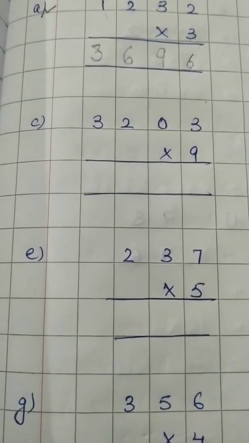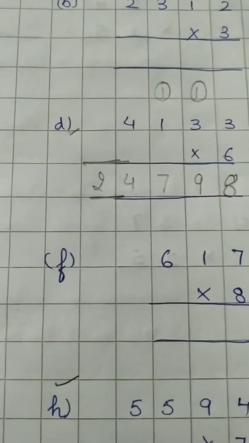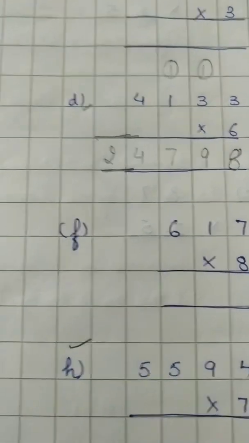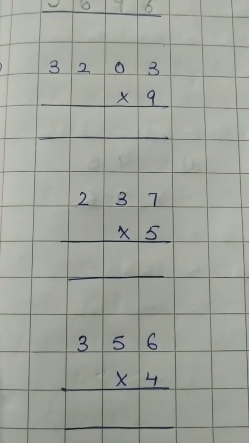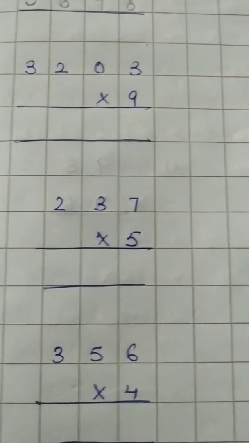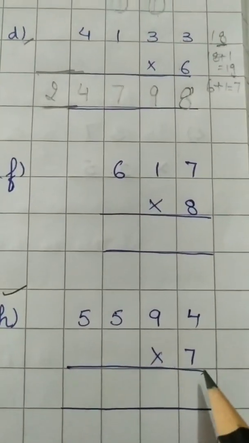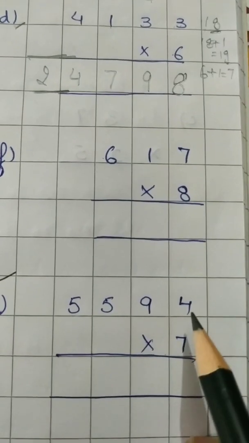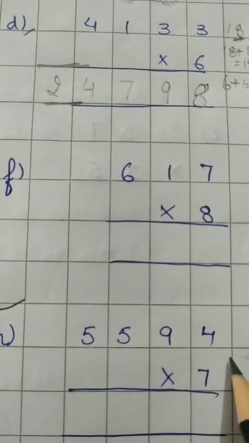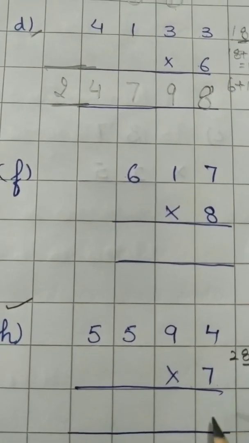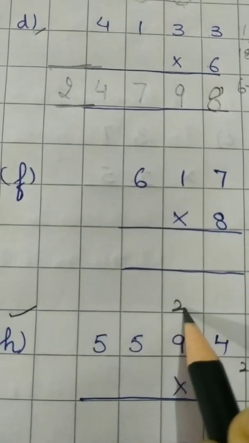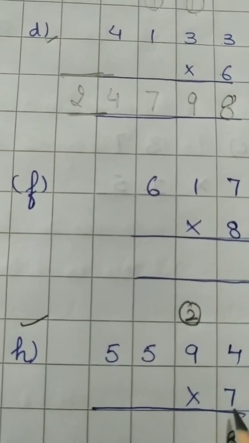E part is your homework. F part also homework. G homework. H part we'll do now. 7 fours are 28, 2 digit number. 8 will write here and 2 will be the carryover.